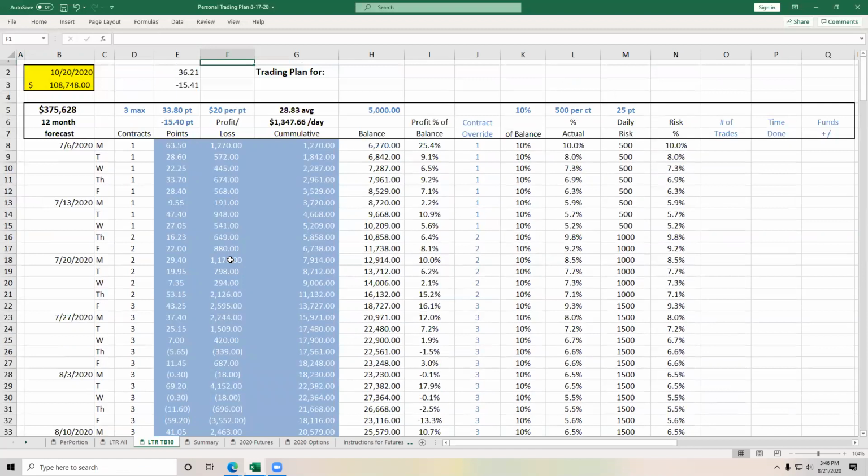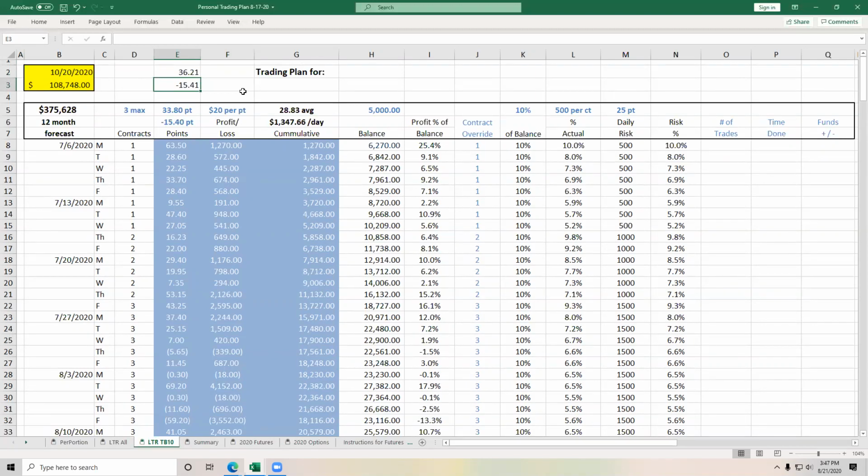Well, we've got 7 weeks of actual history. And in that history, on our winning days, we're averaging 36.21 points a day. That's on our winning days. On our losing days, we're averaging 15.41 points of loss. We plan in our forecast to have 1 losing day a week. We may have more than that. In reality, we may have less than that. But right now, we are actually on pace to be right on plan for that.